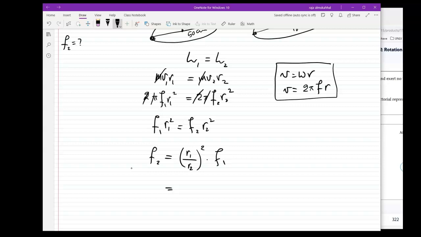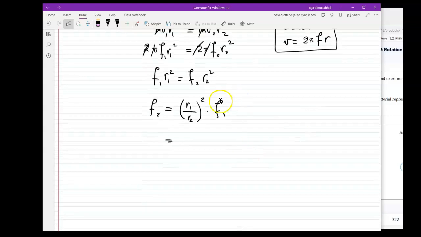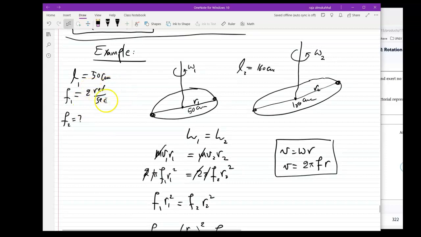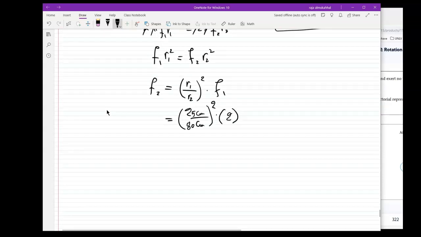So here R1 is basically half of 50, which is 25, and R2 is half of 160, which is 80. I can keep them in centimeters because they're going to cancel out anyway, so I don't need to convert them. I hope you understand that. So 25 centimeters divided by 80 centimeters, quantity squared, times F1, which is given to us, 2 revolutions per second. It says there in the problem. It's in the proper unit, 2 rev per second. And then we just calculate that.